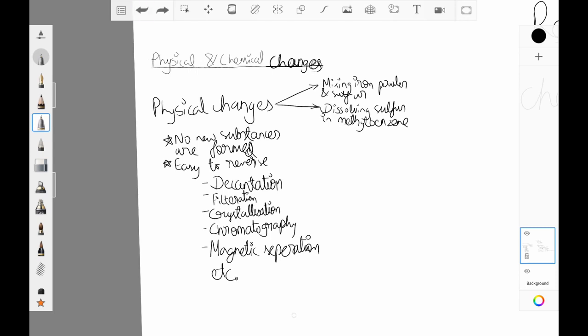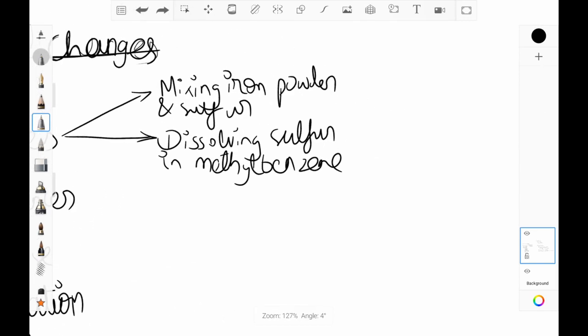Starting with physical changes, some of the characteristics of physical changes are that, number one, no new substances are formed, which you can actually see through some examples. So, when I mix iron powder with sulfur, I create a mixture of iron powder and sulfur. I don't create a new substance. It might look different from before, but it's still just iron filings distributed amongst the sulfur.